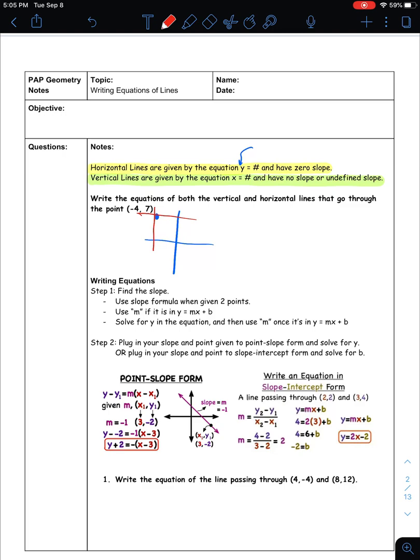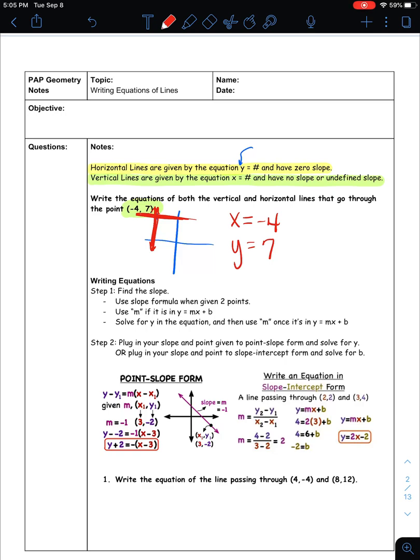So you can imagine that this line right here goes through the x-axis at -4. So the equation of that line would be x equals -4. And then this horizontal line goes through the y-axis, and it is y equals 7. Now, if you'll notice, that corresponds with that x-y coordinate.